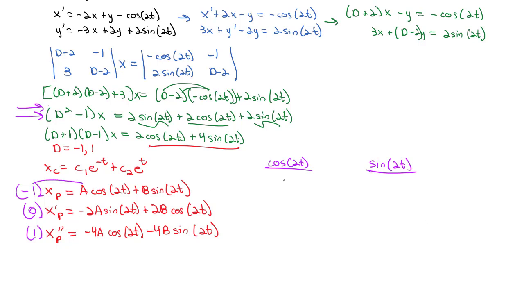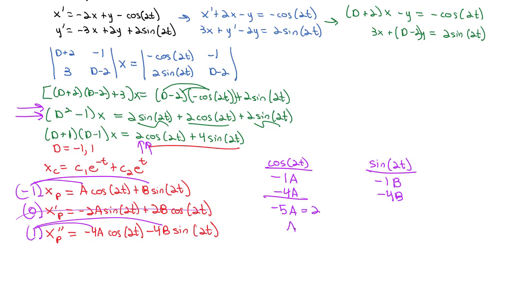For cosine, we've got negative 1a and negative 1b on the sine, 0 on the middle one, so that one basically goes away. Then we've got negative 4a on the cosine and negative 4b on the sine. Adding the cosines together, we get negative 5a. We want to end up with 2 cosines, so that has to equal 2, and so a must equal negative 2/5.